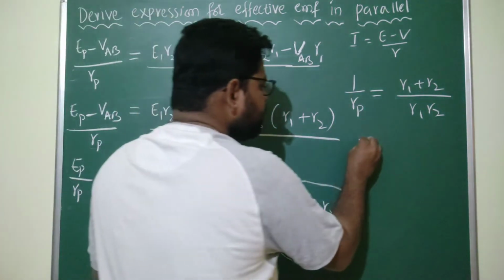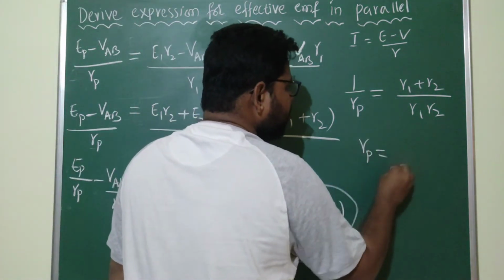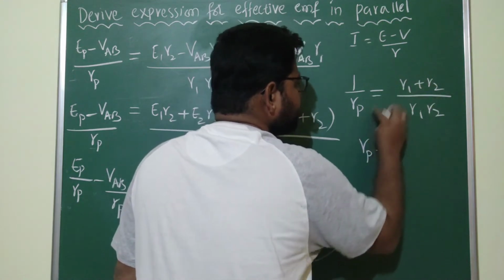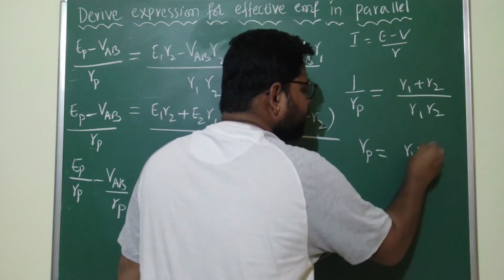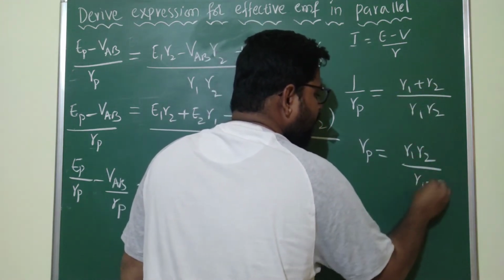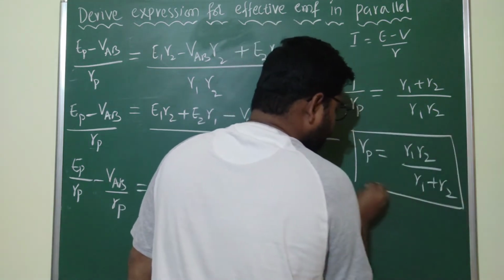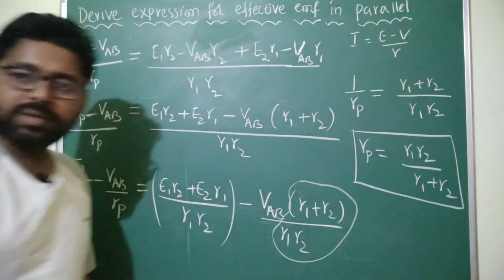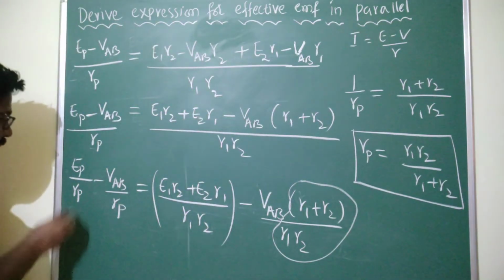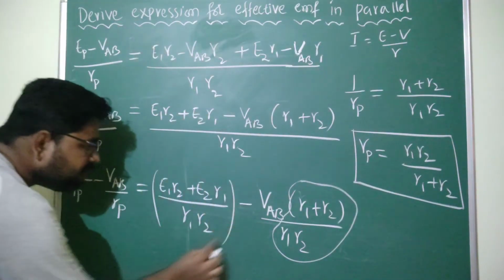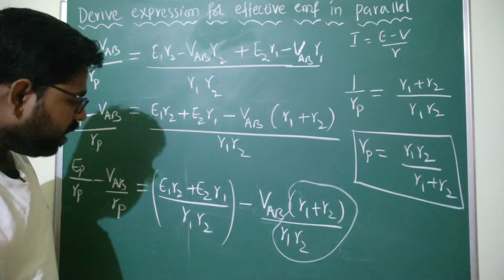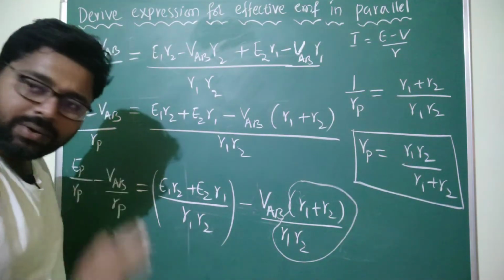So now what is the expression for RP? If you take the transpose of this equation, RP is equal to R1 into R2 divided by R1 plus R2. So let us keep this equation aside. Now that means the EP by RP expression is equal to E1 into R2 plus E2 into R1 divided by R1 into R2.